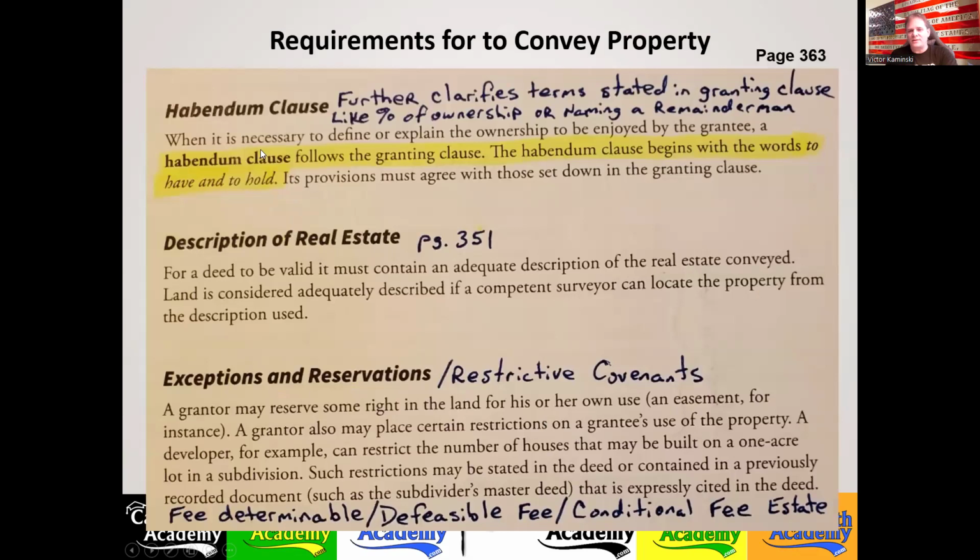So we got the habendum clause. It further clarifies the terms stated in the granting clause, like percentage of ownership or naming a remainder man. And then highlight the habendum clause: it follows the granting clause, and it begins with the words "to have and to hold." The book's definition does not give you enough. You should write this here: further clarifies terms stated in the granting clause, like percentage of ownership or naming a remainder man. That's what that says right there.